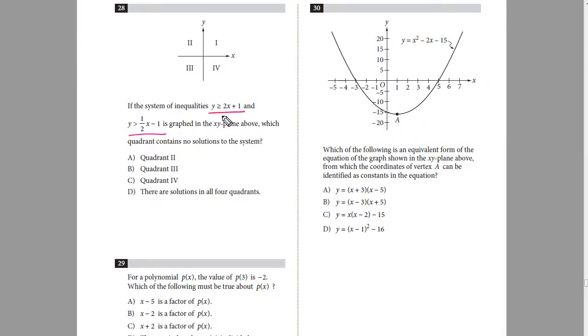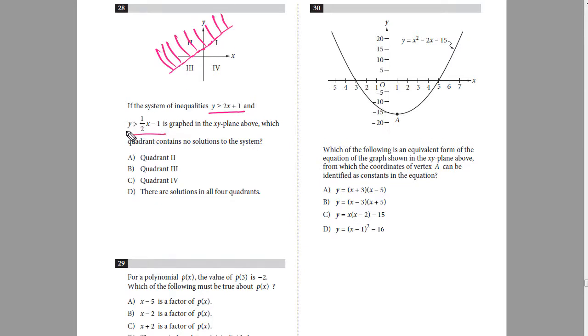Okay, now let's try to graph it. So y greater than or equal to 2x plus 1. So y is equal to 2x plus 1 would be, we will go at the y-intercept. Let's suppose this is 1. So the gradient is 2 and the y-intercept is 1. So the line for this one will be like this. Y is greater than or equal to, so we shade the region above the line like this.